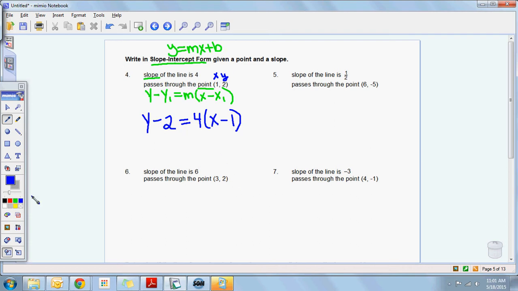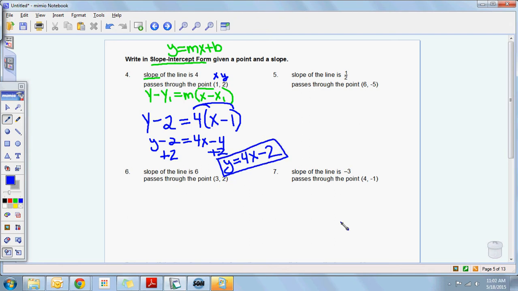Now I need to make it look like this. And how I'm going to do that is I'm going to first distribute that 4. So I'm left with y minus 2 is equal to 4 times x is 4x. 4 times a -1 is a -4. I'm almost there. I'm going to do one more thing. I need to get y completely by itself. So I'm going to add 2 on both sides. So I'm left with y equals 4x minus 2. And now my equation of a line is written in slope-intercept form.